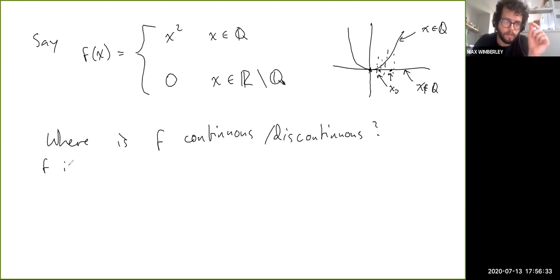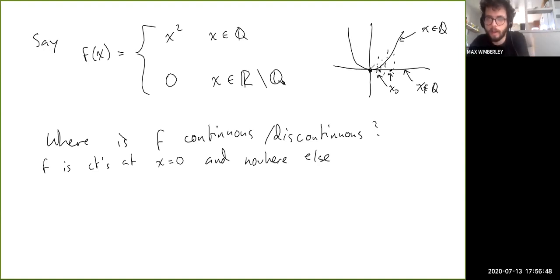So f is continuous at x equals 0 and nowhere else. The reason it's continuous at x equals 0 is because the two graphs coincide at that point. If you imagine a sequence approaching this point on the x-axis and look at what the values of the function are doing, some of them stay at 0, and the other ones approach 0 along this parabola. No matter which graph you pick, the points are going to end up approaching 0 anyway. So it should be continuous there.